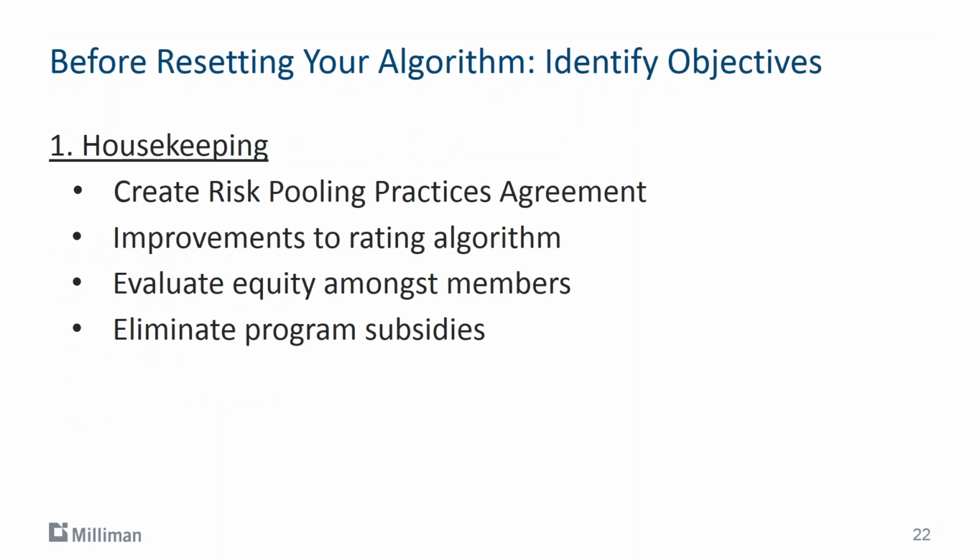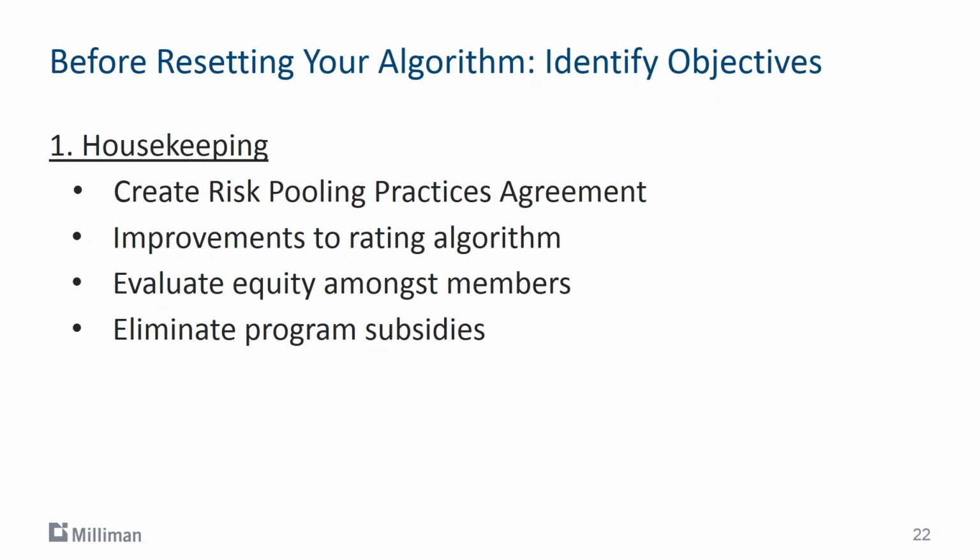So before you reset your contribution algorithm, you really want to identify the objectives, as in why you would go through this process. And I've identified two potential objectives. One could be just sort of housekeeping. Perhaps you just want to illustrate to your members and to regulators and to the board that you have a pooling practices agreement in place as to how you underwrite risk, and that you've gone through your due diligence on that. Perhaps you just want to make small improvements to your current rating algorithm.